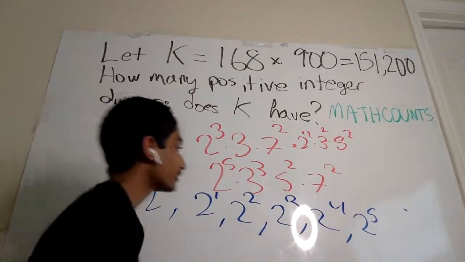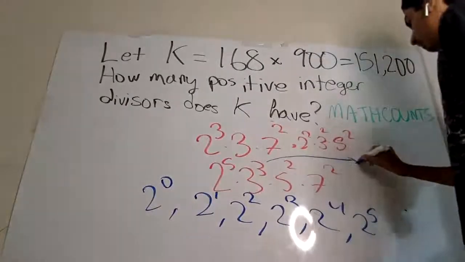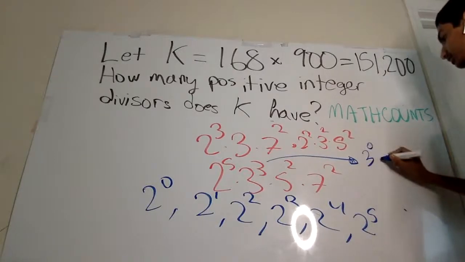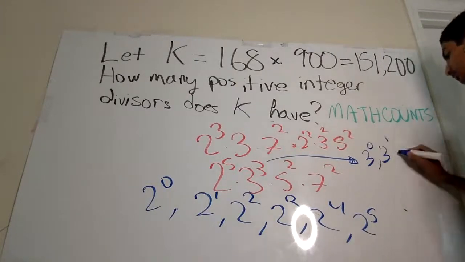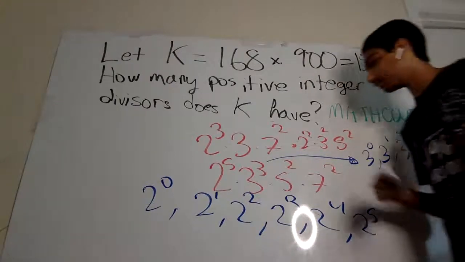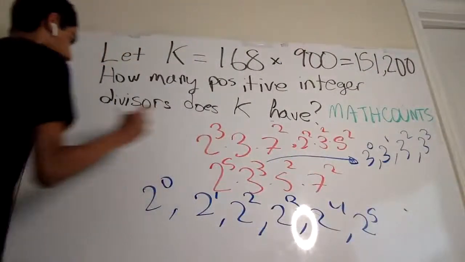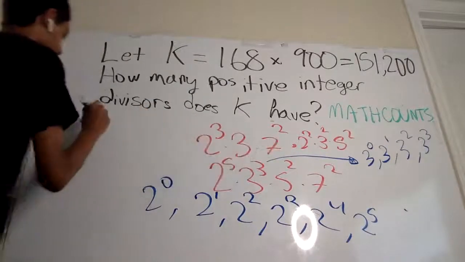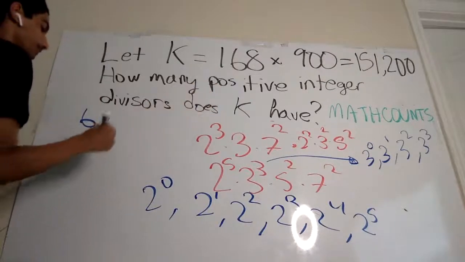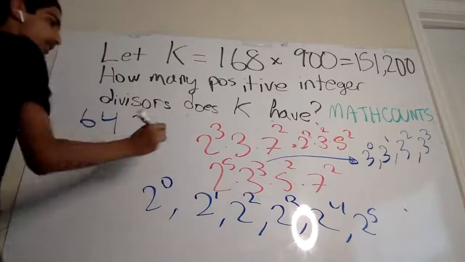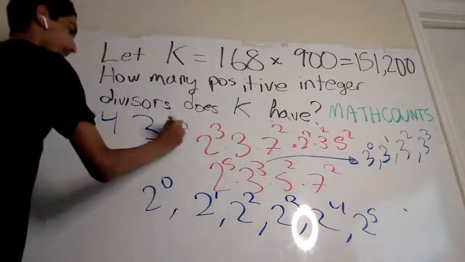And for 3 cubed, we can convert that into 4 possible combinations. So that's 3 to the 0, 3 to the first, 3 squared, and 3 cubed. So that's 4 possible combinations. And as you can see, there's a pattern going on here. So 2 to the fifth, there's 6, since 5 plus 1 is 6, and that's actually the pattern. 3 plus 1 is 4. 2 plus 1 is 3, and 2 plus 1 is just 3 again.